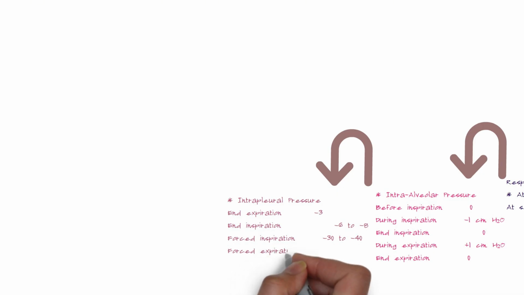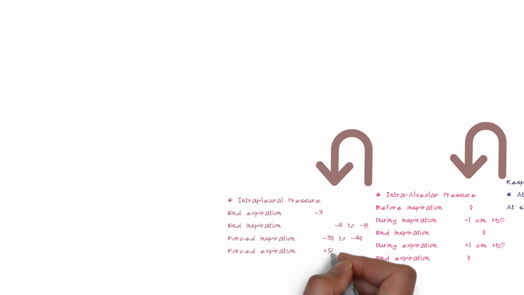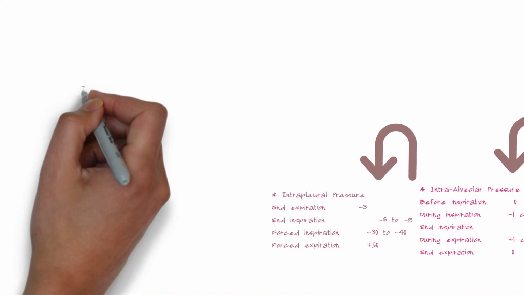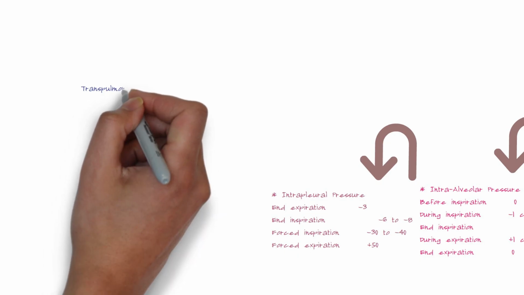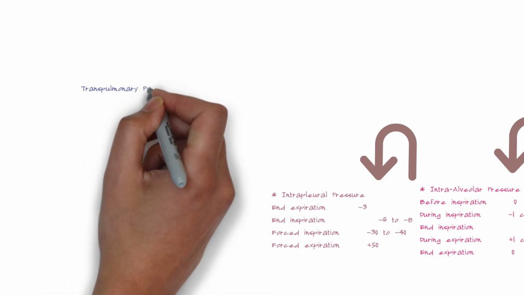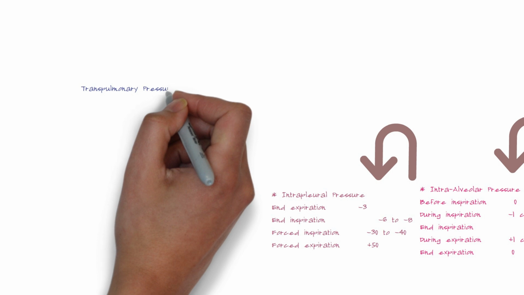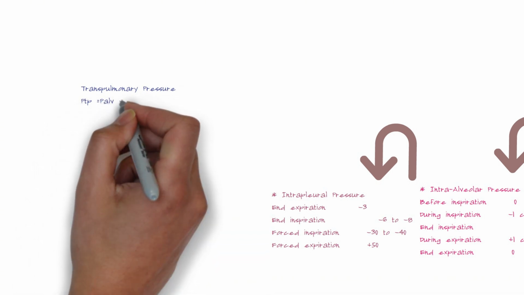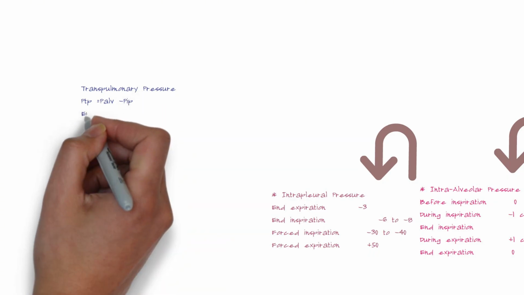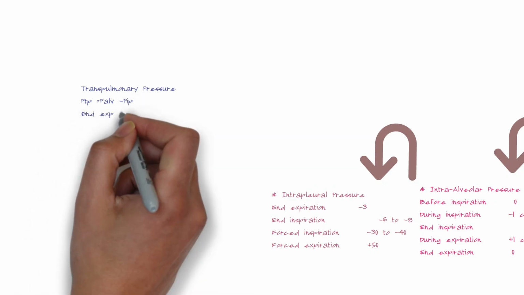From here, we need to estimate the transpulmonary pressure. The transpulmonary pressure equals the alveolar pressure minus the pleural pressure. Consider the alveolar pressure is 0. The pleural pressure under normal inspiration is -3, and then becomes -6.